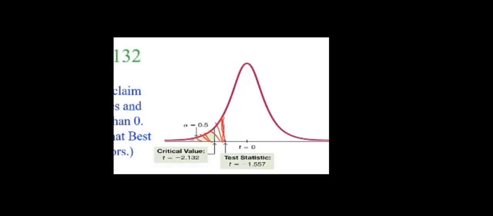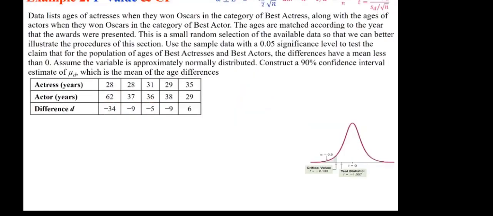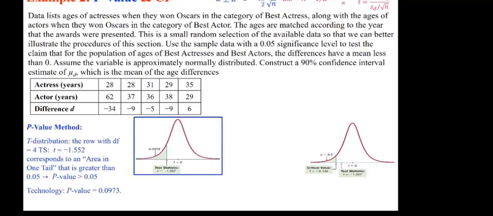So having said that, this is the same question. We're not going to repeat that. Everything is there. We want to calculate the p-value. We want to calculate the confidence interval and so forth. I mentioned in the previous page where the p-value comes from: the area to the left of the test statistic, which is negative 1.557. So this is the area. If you use the technology, it gives you an answer.